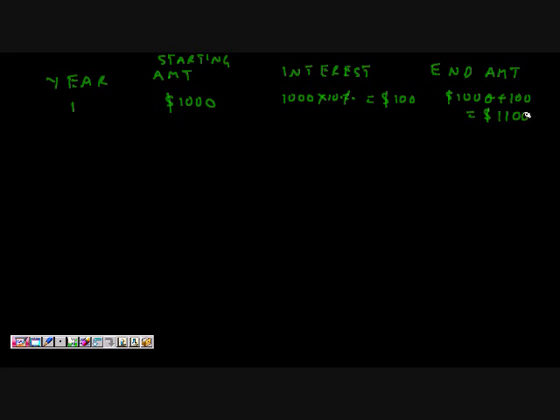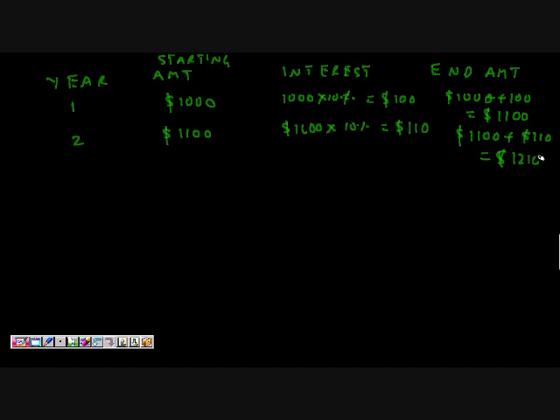Okay, so now that you'll use to calculate the interest for the second year. So the starting amount will be $1,100, and so interest will be 1,100 into 10%, which is 110. So the end amount will be $1,100 plus 110, which is $1,210.